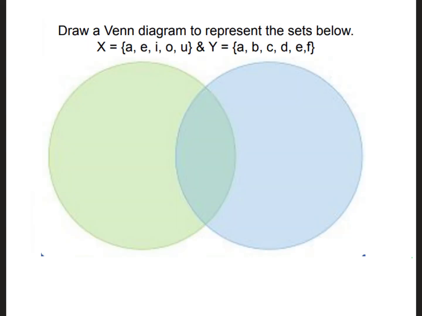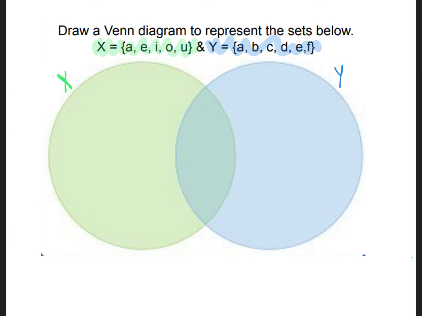All right, the next thing we're going to talk about is how to draw a Venn diagram to represent the sets below. So notice you have X equals A, E, I, O, and U. Those are the elements that are in that set. In set Y, you have A, B, C, D, E, and F. So I'm going to use my green highlighter, and let's say X is the green set, so it's going to be this one here, X, not Y. And let's make Y the blue one. So I'm going to put Y over here to name my set.